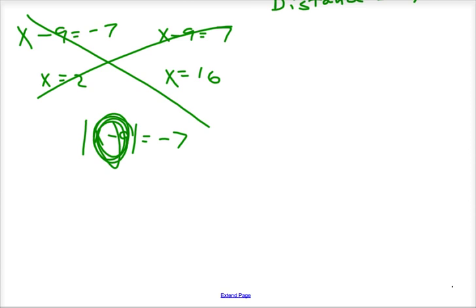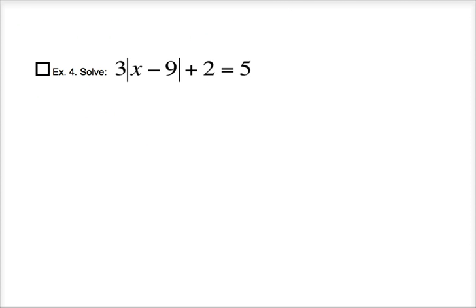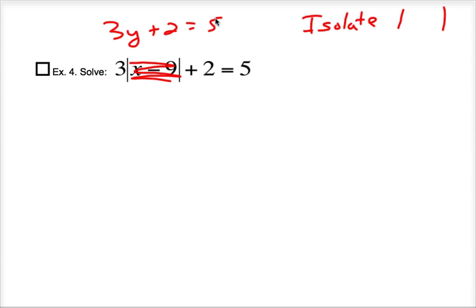Alright, now the problems get a little bit more lengthy, a few more steps. So here's what you do if you've got more terms with the absolute value. You need to isolate the absolute value. Get it alone. And all that means is treat this whole absolute value like it's a letter. What if this was 3y plus 2 equals 5? I think you all know you subtract 2, divide by 3. That's what we do here. Don't get hung up on the absolute value of x minus 9. Don't distribute the 3. It would work here, but if there was a negative in front, you'd be in trouble.